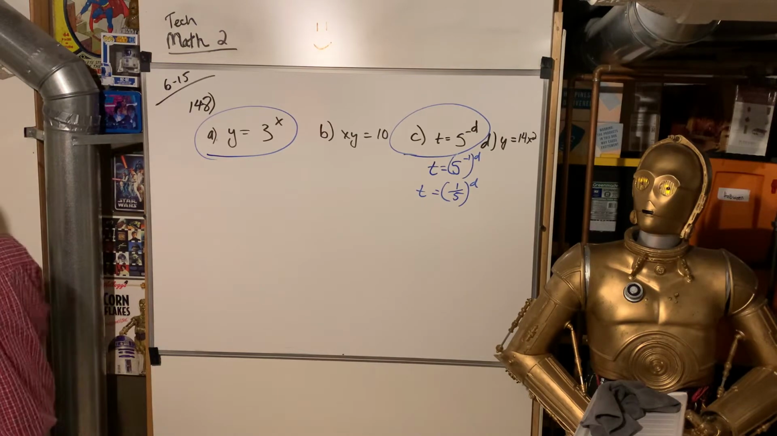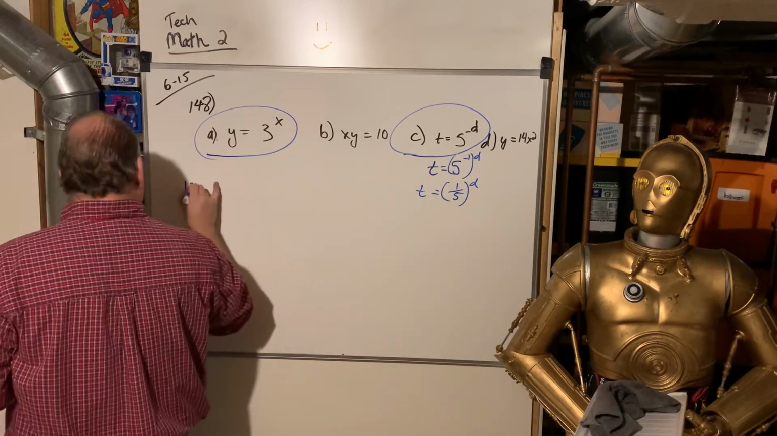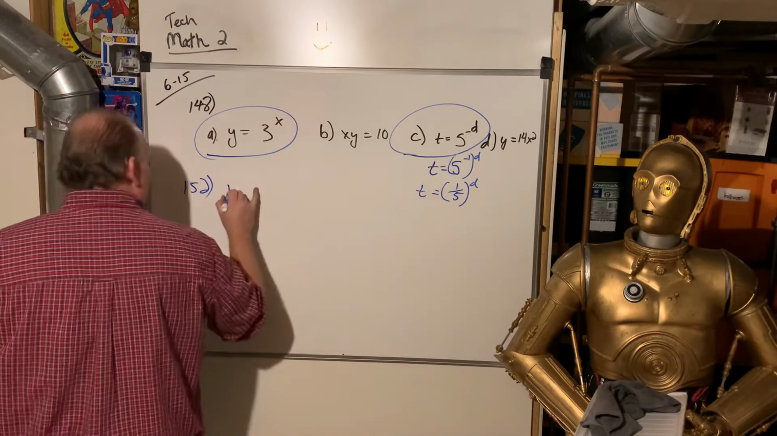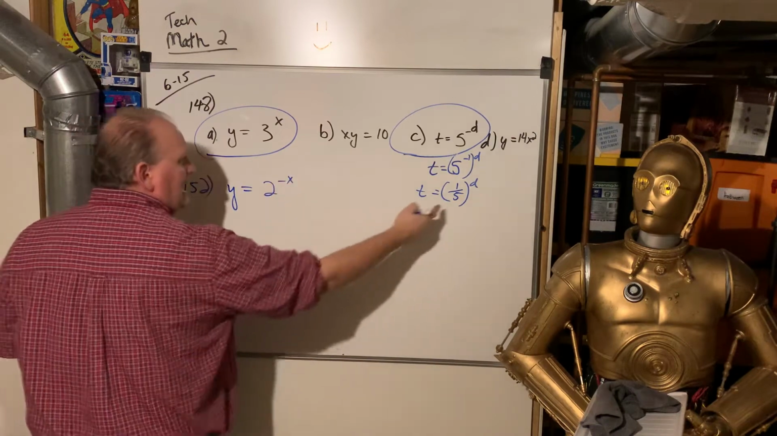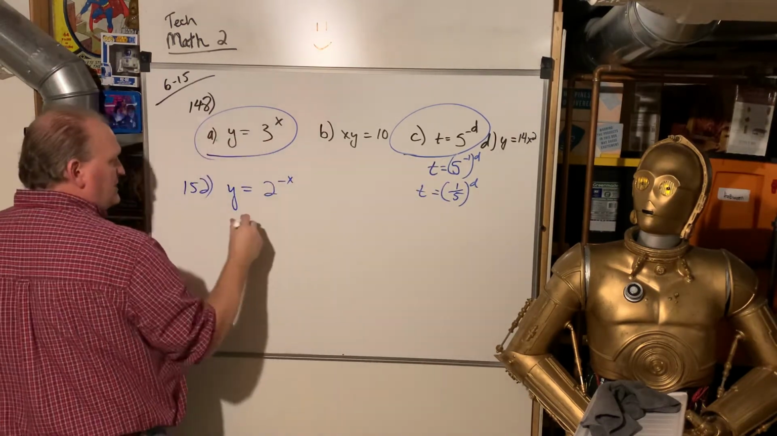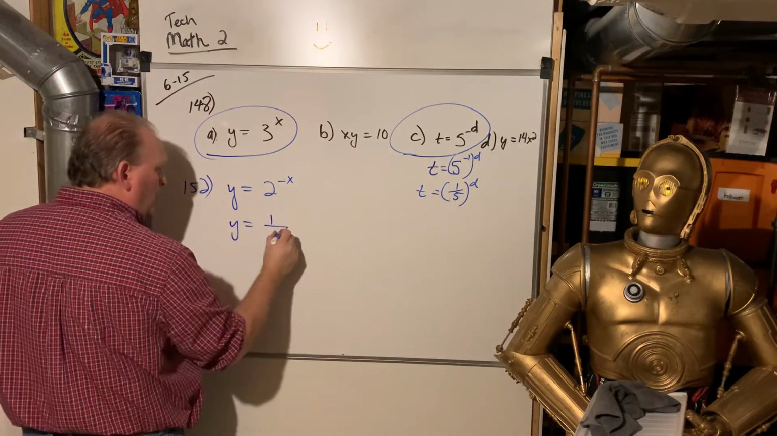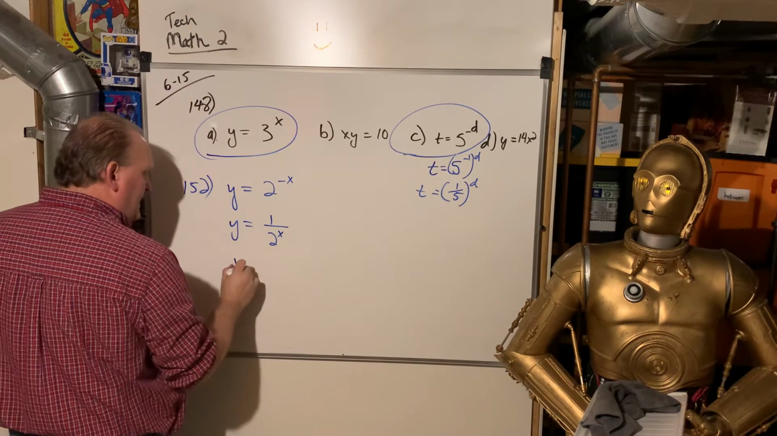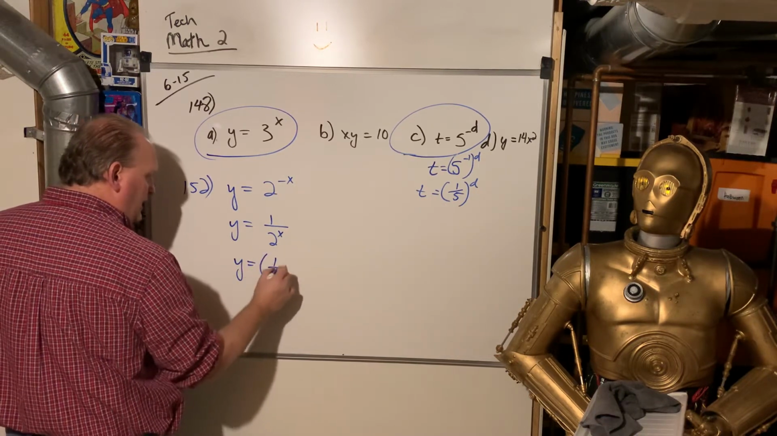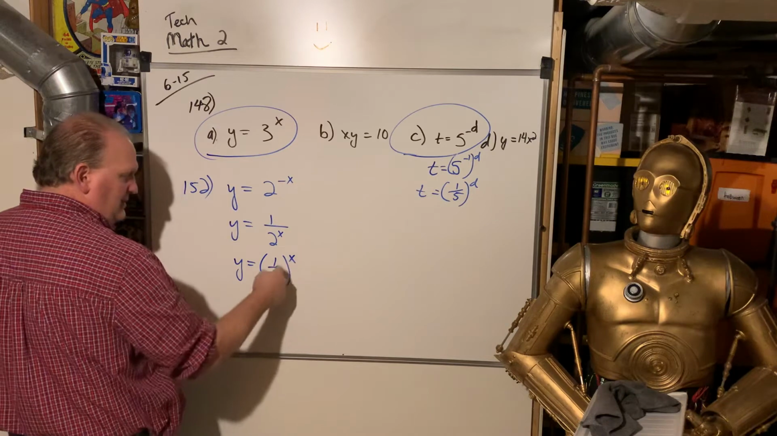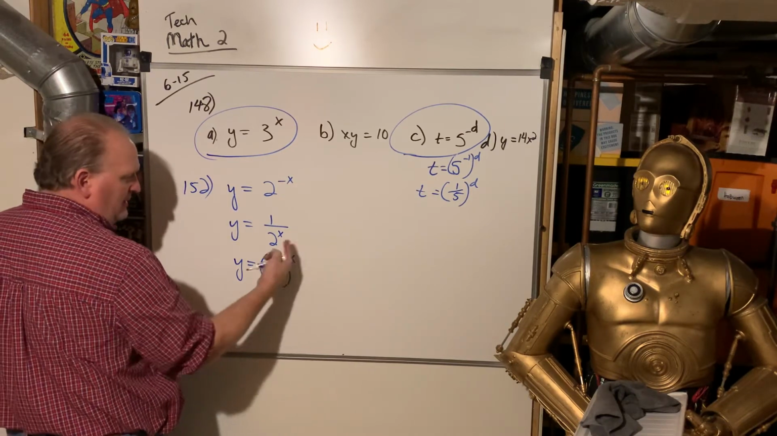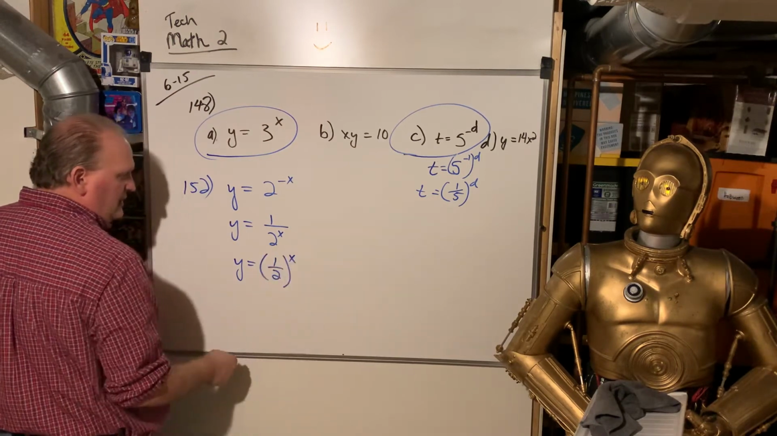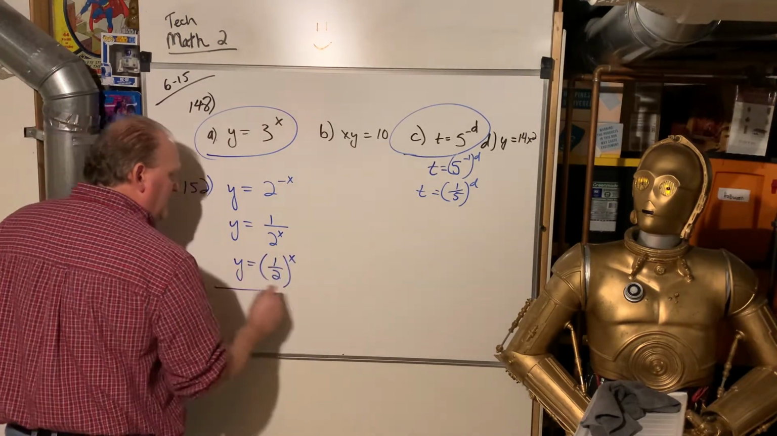And then let's look at 152 quick. They want us to graph it. And if you look at it, they already kind of have the graph there. It's y equals 2 to the negative x. Remember what that means. That's y equals 1 over 2 to the x, because that negative sends it to the bottom. And then I could say 1/2 to the x power, because the 1 would stay 1 no matter what. So it is exponential decay.